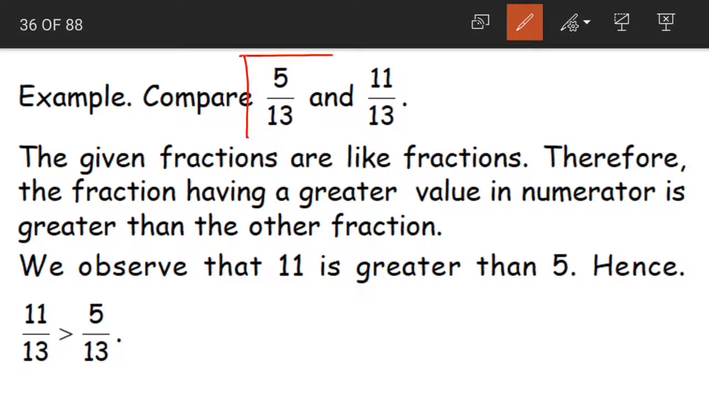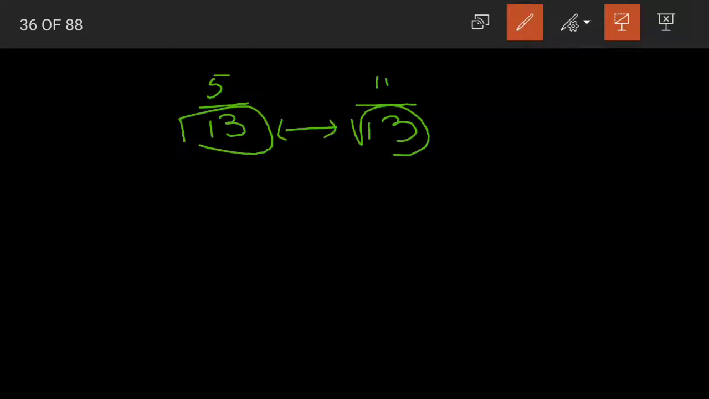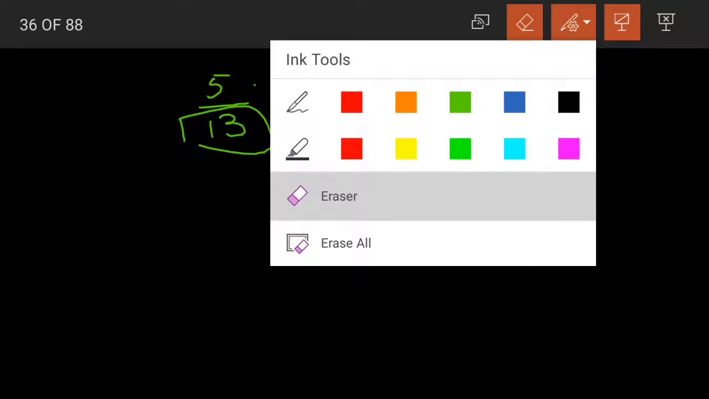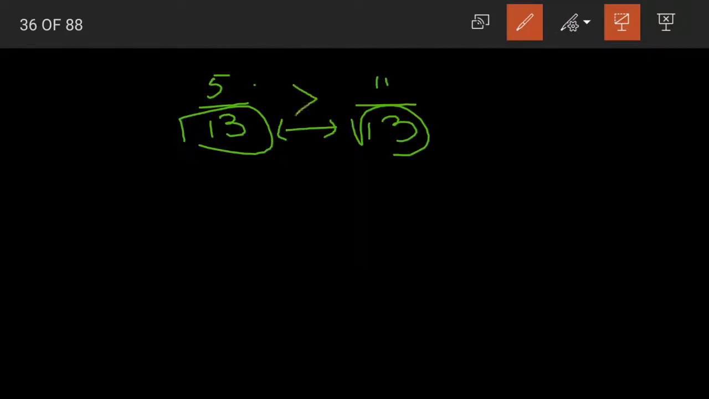When we have two like fractions, what is the example that is given here? 5 by 13 and 11 by 13. The denominators are already the same. They both have the same denominator. When we have such fractions, we compare the numerators. What do we compare, children? We compare the numerators. So here 5 is the smaller number. That is why 5 by 13 is less than 11 by 13.